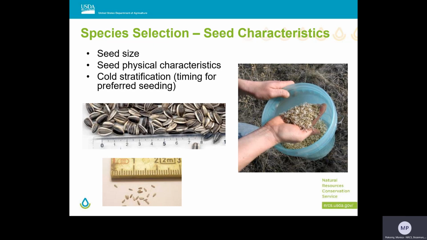And finally, we want to make sure that the species we have in the mix are compatible with the timing that we want to seed the mix. A lot of our native forbs are going to require a cold stratification period in order to germinate. Those species will have to be planted in the fall, not in the spring, in order to germinate. So you need to make sure as you're selecting and designing the mixes that you've included species that are compatible with the timing that they're seeded.